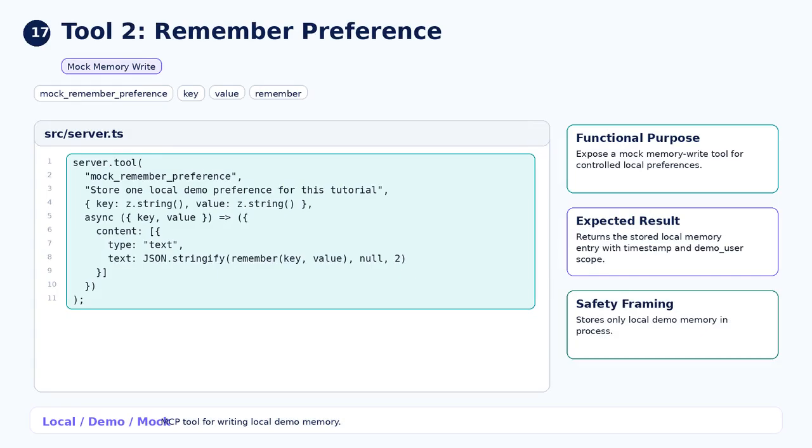Once Tool 1, Search Demo Docs is clear, Tool 2, Remember Preference becomes much easier to understand. The second tool writes local demo memory. It receives a key and value from the agent. It calls the Remember helper. Then it returns the stored memory entry. This lets the agent preserve a small preference for later steps. The tool name includes mock to avoid confusion with production memory. That naming habit is useful in demo projects.